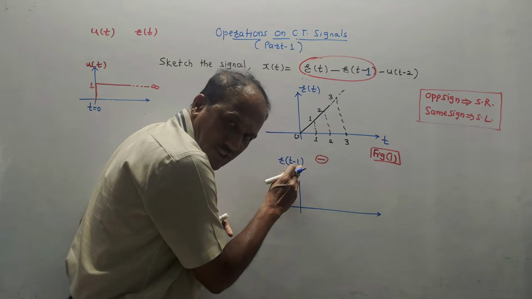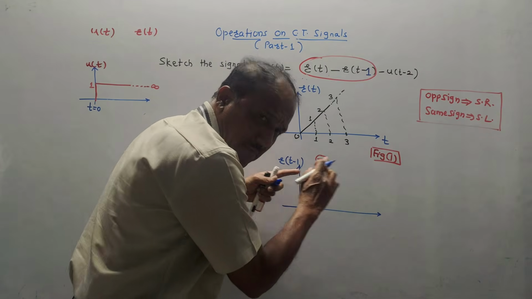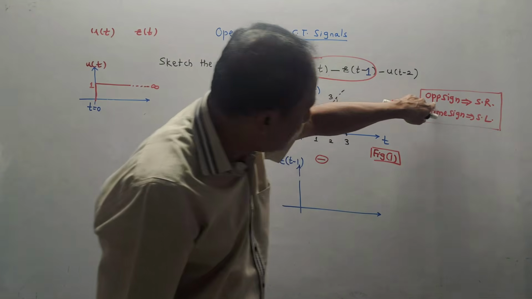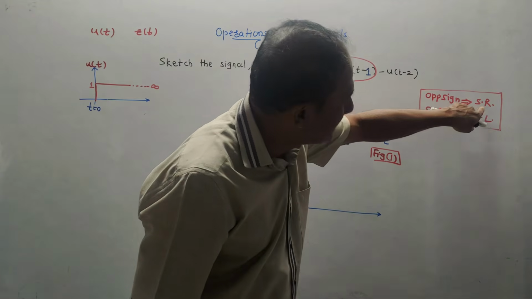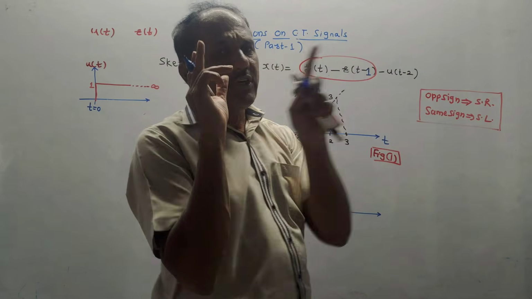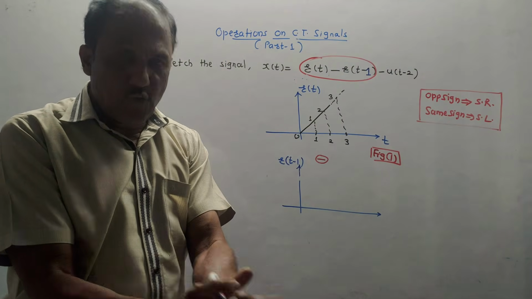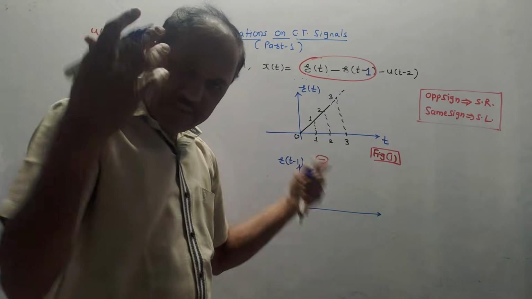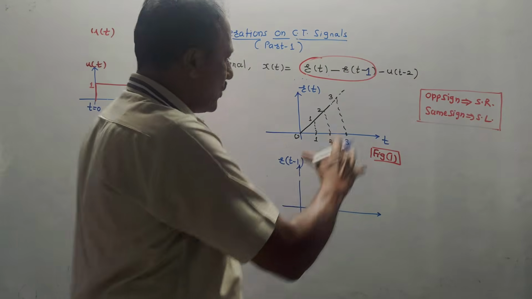This is t minus 1. Rather, it is plus t minus 1. So plus minus sign is there. Plus minus sign means opposite sign. Opposite sign means shift diagram towards right. Only two simple rules you will have to follow. Opposite sign inside the bracket is shifting diagram towards right. Same sign inside the bracket is shifting diagram towards left.